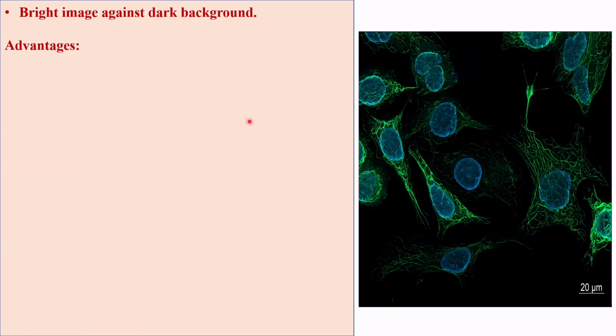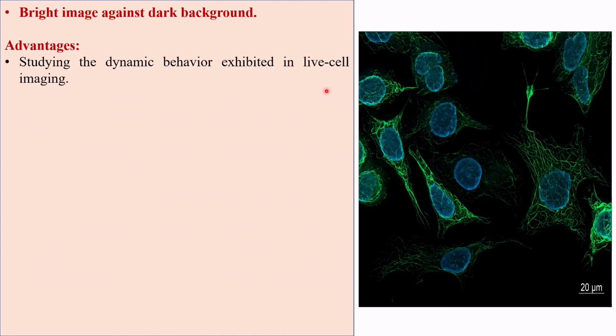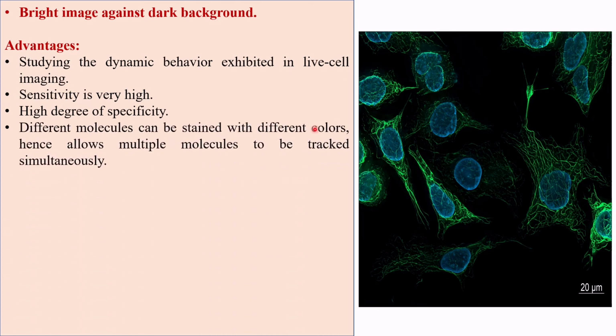Now let's talk about the advantages of fluorescence microscopy. Fluorescence microscopy is an excellent method to study the dynamic behavior exhibited in live cell imaging. The sensitivity of a fluorescence microscope is very high. It has a high degree of specificity. That means it can distinguish fluorescent from non-fluorescent material, right? Different molecules can be stained with different colors, hence allowing multiple molecules to be tracked simultaneously. It can be used for both in vitro and in vivo imaging.